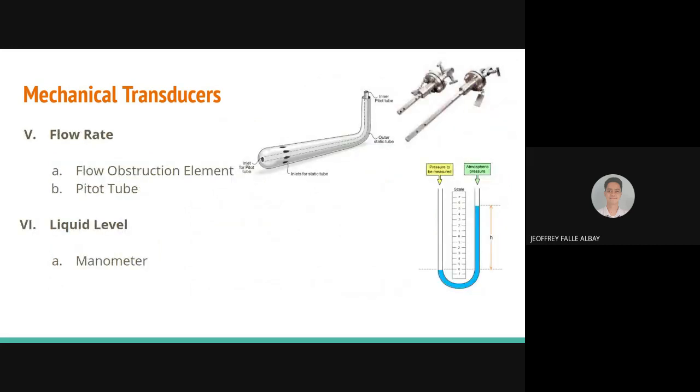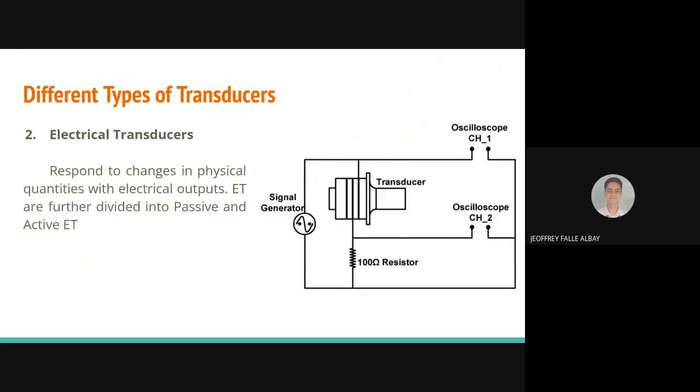Then next category is the flow rate. So under flow rate, there are two types. First is the flow obstruction element, a device inserted into the flowing fluid that produces a physical property that can be accurately related to flow. So next is the pitot tube. A pitot tube is mainly used for making temporary measurements of flow, although it is also used in some instances for permanent flow monitoring. And lastly, liquid level, which is the manometer. The pressure to be measured is applied to one side of the tube, producing a movement of liquid. So next. So next slide is to be discussed by Neil.